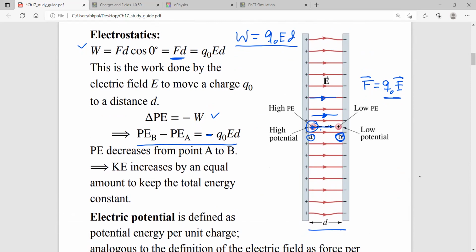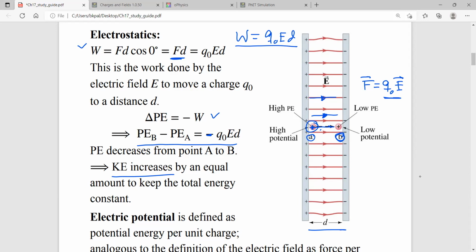Okay, so as the potential energy decreases, the kinetic energy increases, right? Because we have to keep the total energy constant. In physics 1, you already learned about the conservation of mechanical energy, right? The sum of kinetic energy and potential energy is always constant if there is no work done by a non-conservative force. Okay, so as it is going from A to B, the kinetic energy increases.